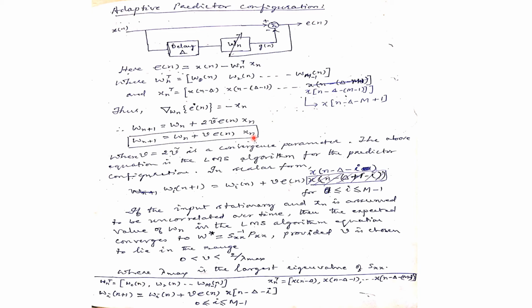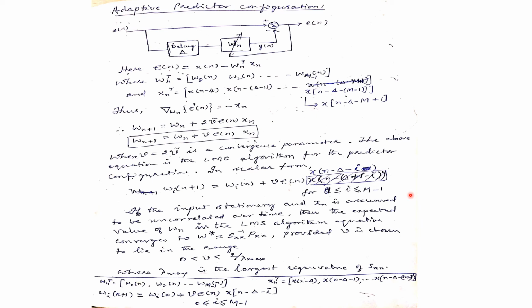There is no change in that, except for the fact that xn is a vector which has the elements x of n minus delta, x of n minus delta minus 1, etc. And thus 2 times V is represented as V, which is nothing but the convergence parameter. The equation here is in the vector form. If I want it in the scalar form, Wi of n plus 1 equals Wi of n plus V E of n, with xn replaced by x of n minus delta minus I, where I can have values from 0 to n minus 1.